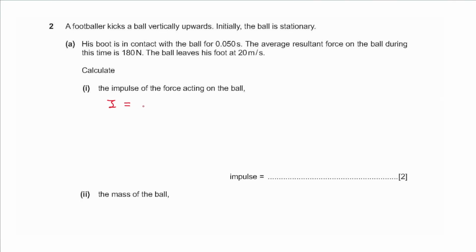The impulse is calculated as either force multiplied by time or is equal to the change in momentum, mass times change in velocity. But the mass was not given in the question, so we use this part of the equation. The force was 180 newtons and the time was equal to 0.050 seconds. This gives an answer of 9.0 newton seconds. Or we can use another unit, kilogram meters per second.